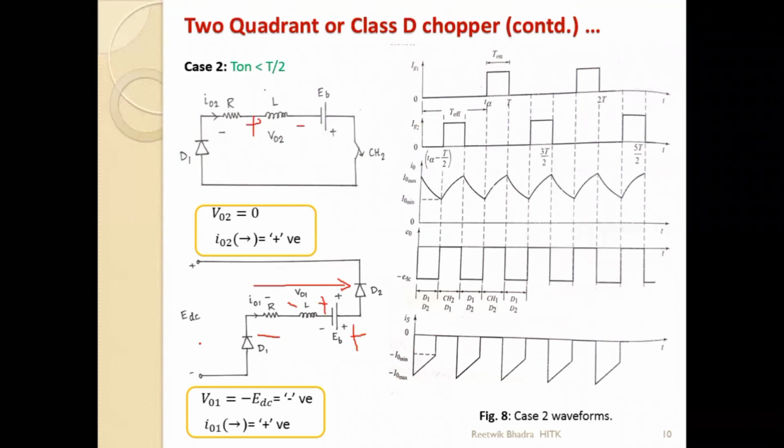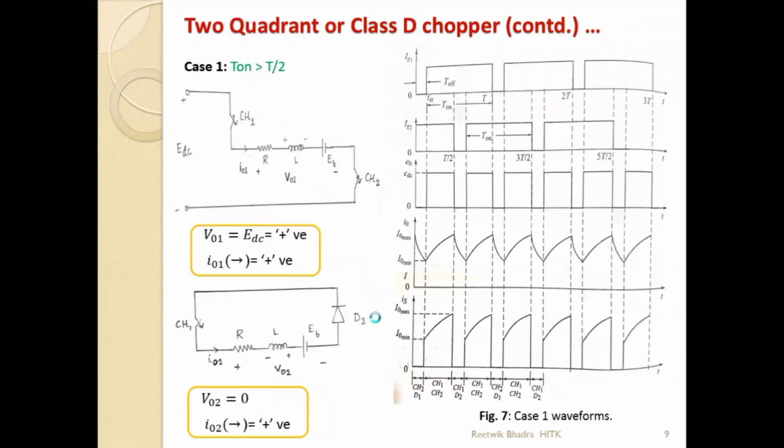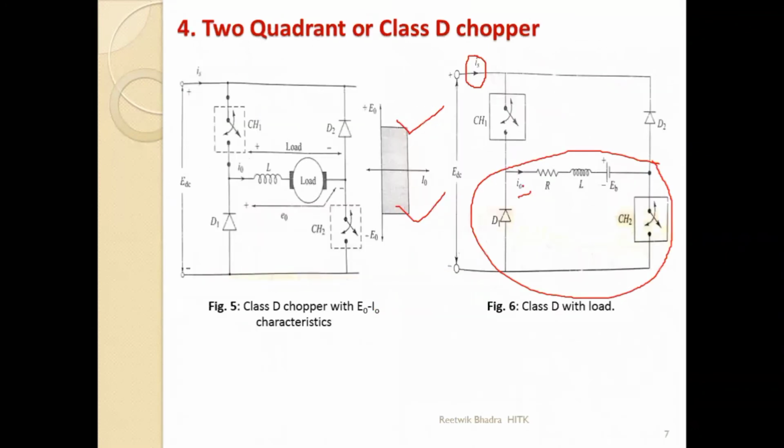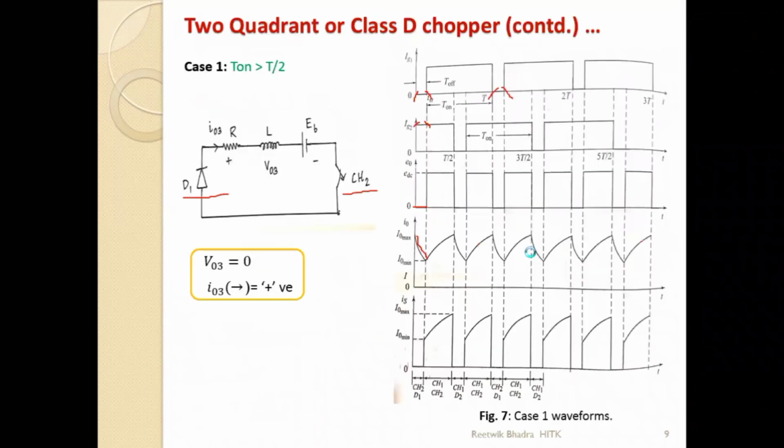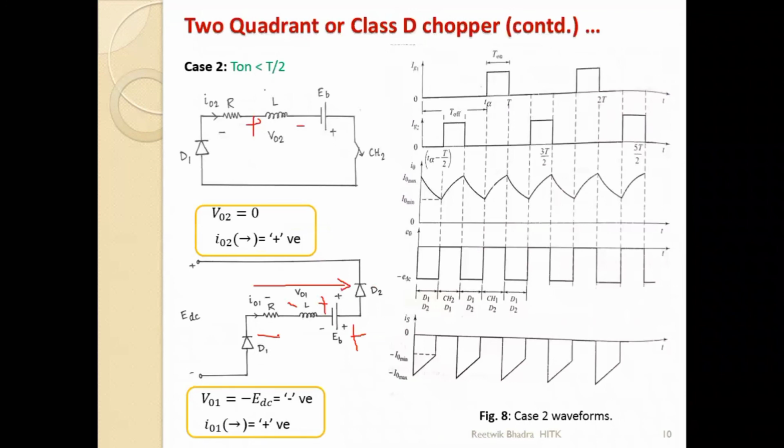And if you apply KVL, you will get V01 is equal to minus EDC. You will get plus EDC, no problem. But why are we writing minus? Because my load voltage polarity has changed according to the standard polarity. My standard polarity, this side would have been plus, this side would have been minus. So now my polarity over here, this side is plus, this side is minus. So we'll get a negative voltage over here.